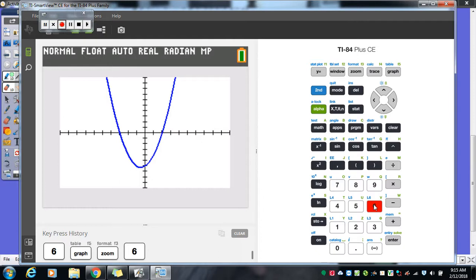So here we have our nice smooth curve to it. It's got that little U shape. That's what we call our parabola. So let's look at our table.